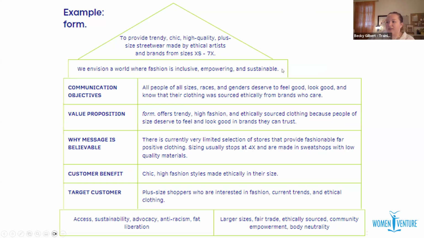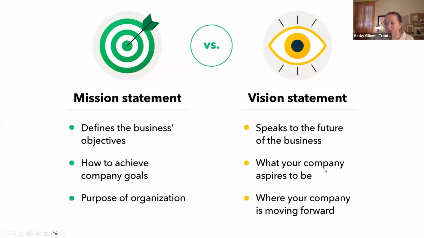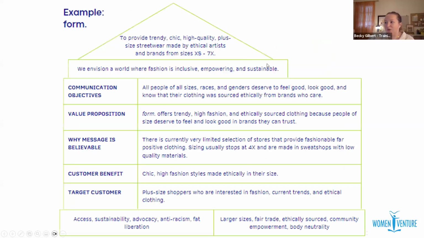And then if we look at their vision statement, we envision a world where fashion is inclusive, empowering, and sustainable. So coming back to what does the future look like? And what are they working towards? What goals are they working towards? And it's a more inclusive, empowering future. I love that.